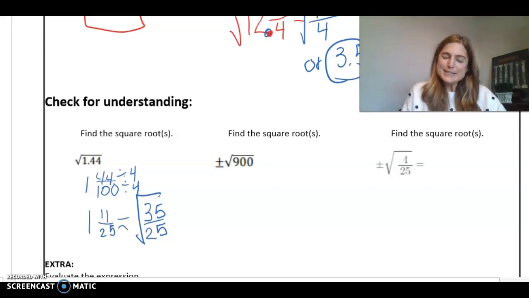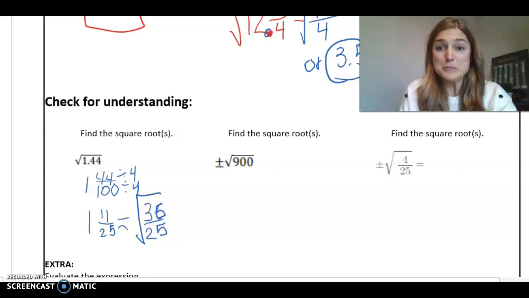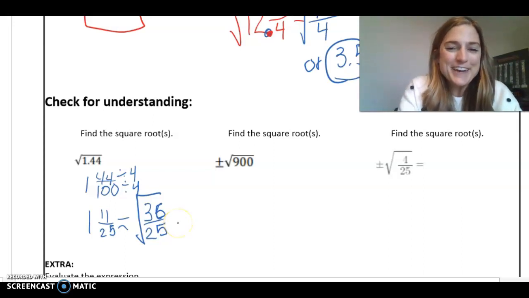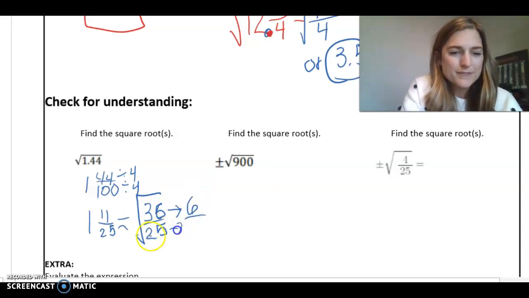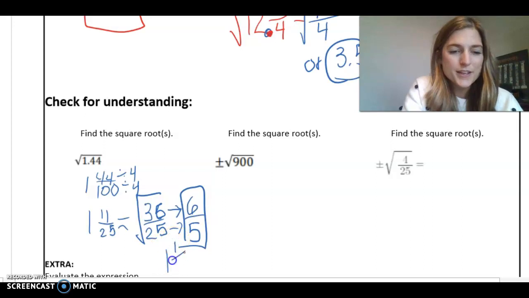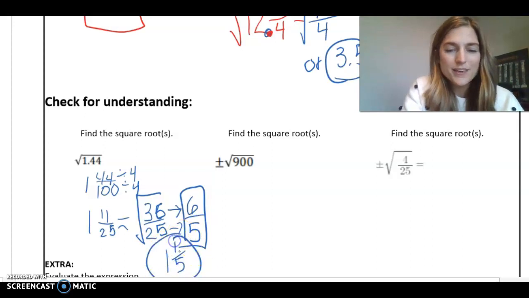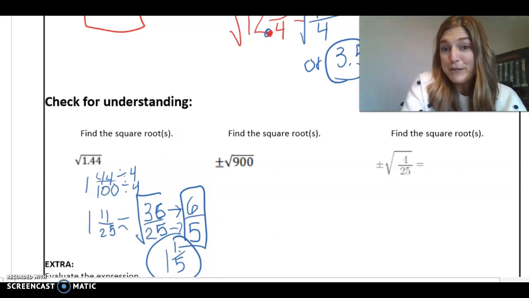It's a little tricky, isn't it? Oh, it's 36. I added wrong. Whoops. So 36 over 25, you should know that the perfect square of 36 is 6, and then the perfect square of 25 is 5. That would be my final answer. I can do 6 over 5, or I can make this 1 and 1/5. Totally up to you. I think it accepts both, but you never know.